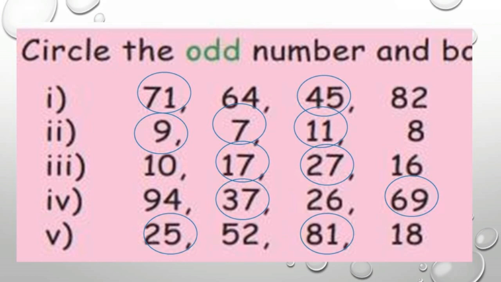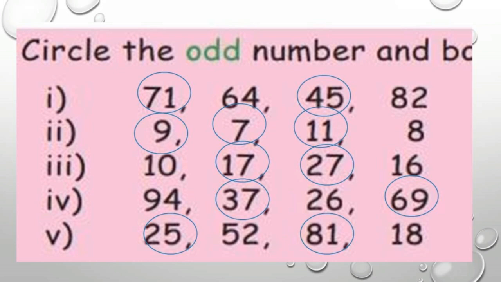Now let us practice some sums. Circle the odd numbers. So first sum is 71, 64, 45 and 82. Among these, which one is odd? Yes, in the ones place we can see the 1 and 5. So they are odd numbers. So you have to circle them.